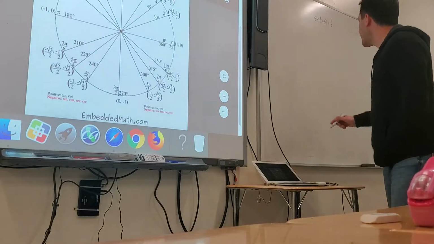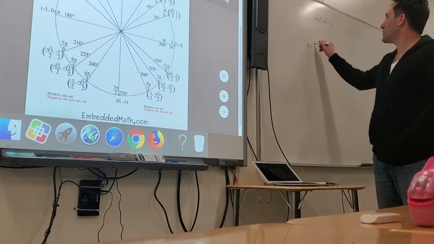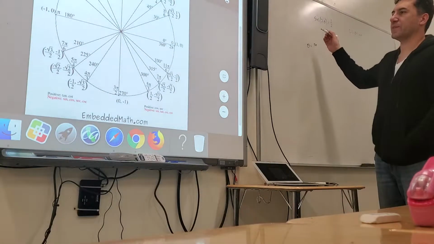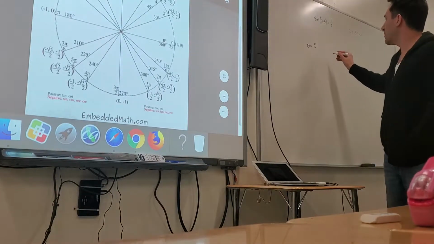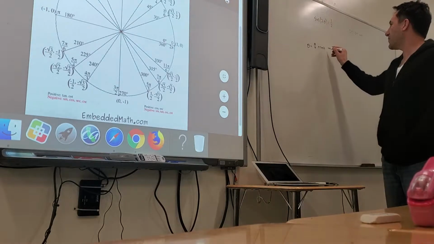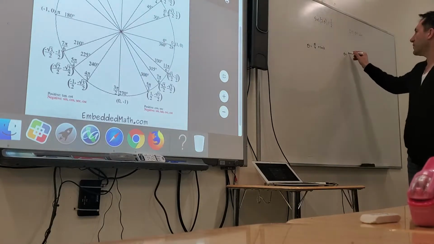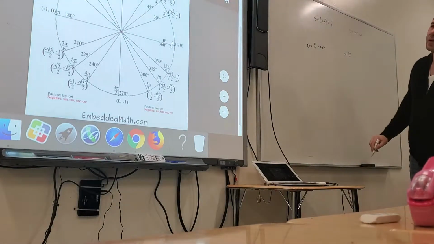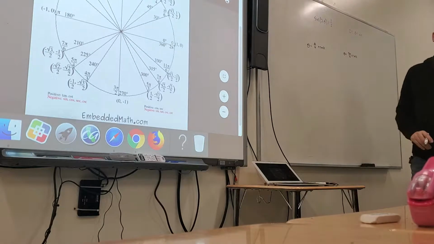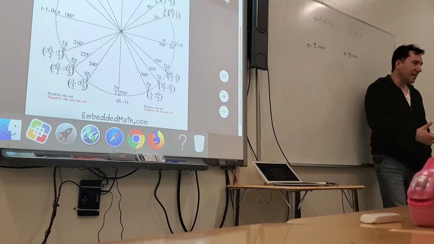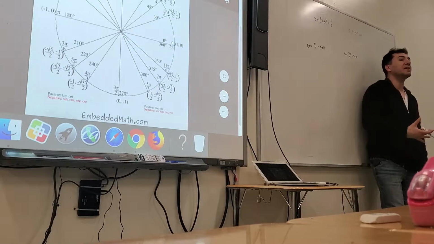So we write theta equals pi over 6 plus 2 pi k, and we write theta equals 5 pi over 6 plus 2 pi k. Now, these are the solutions for sine of theta, not sine of 2 theta.